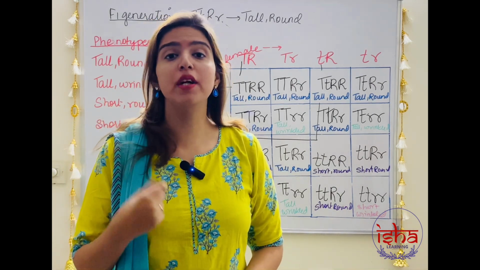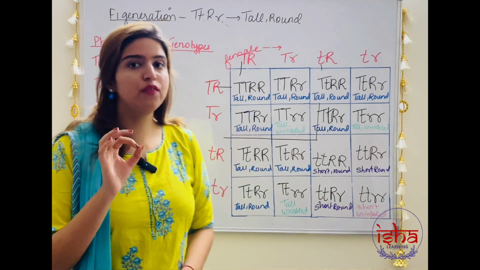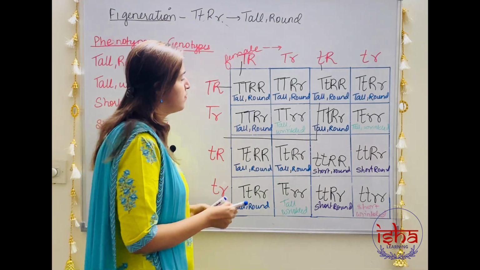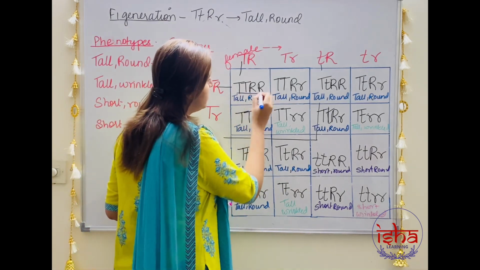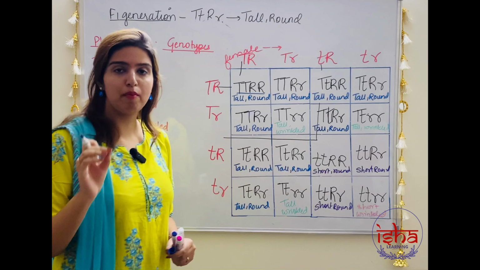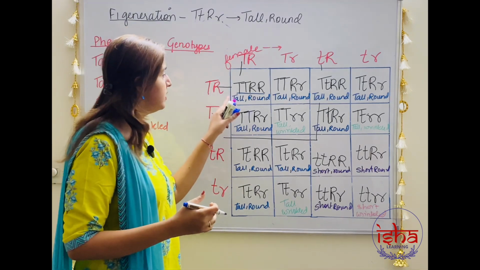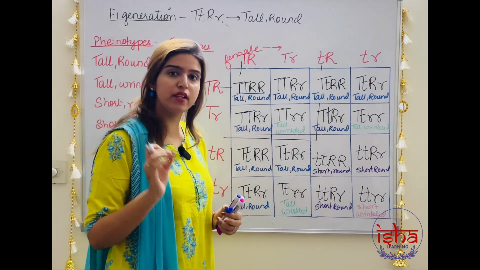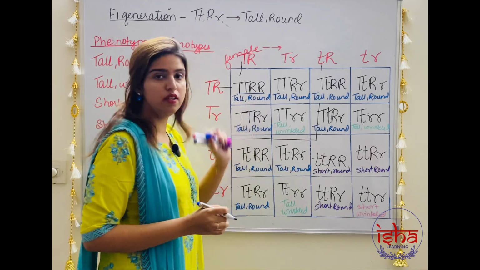Additionally, I have also mentioned the phenotype. This is for you to do. Let me discuss how I've done that. यहाँ पे capital T, capital T, capital R है. क्या होगा? दोनों dominant है. आपका dominant character will be expressed. The plant will be tall and round.